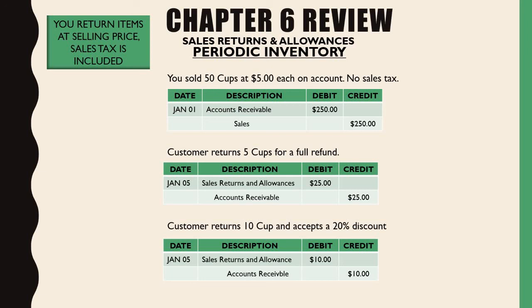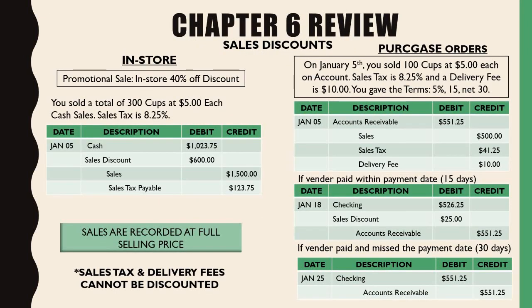Okay. We looked at sales returns and allowances for an actual refund. We also looked at an allowance, right? What happens if we give a discount off of the items that they're trying to return? Okay. And also it's indicated here that sales tax must be included, but also you cannot take a discount off of sales tax. All right, and here are the different types of discounts that we got to look at.